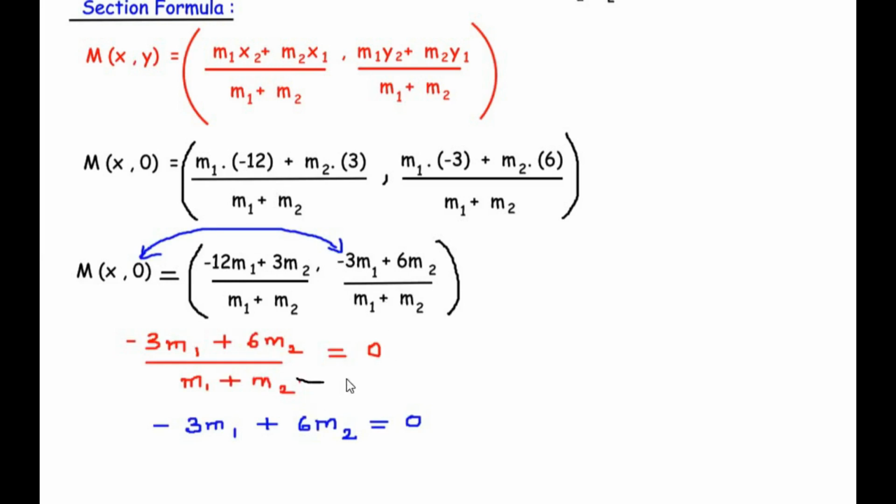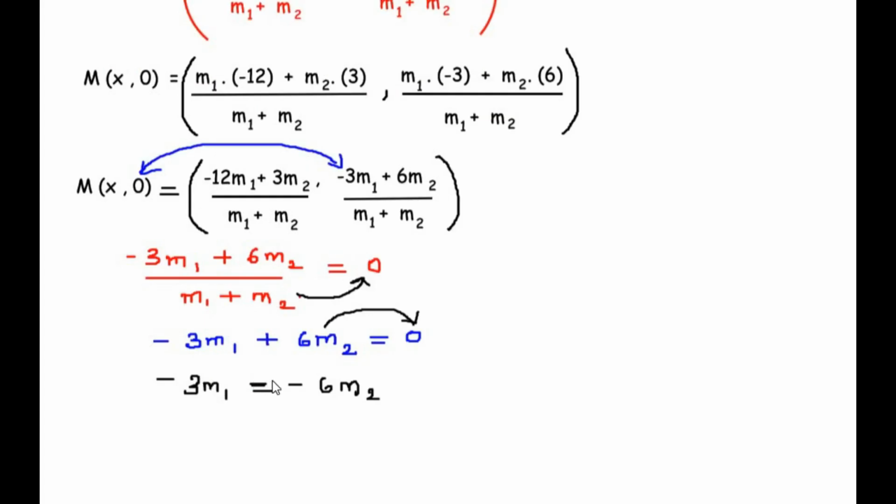Now the denominator goes on the other side and multiplies with 0. So the denominator goes down to 0. And we are left with -3 m1 + 6 m2 = 0. Now taking +6 m2 on the other side of the equal to sign, we get -3 m1 is equal to -6 m2, since +6 m2 becomes minus 6 m2. Now we are going to take the m2 on the other side of the equal to sign and the -3 on the right hand side.